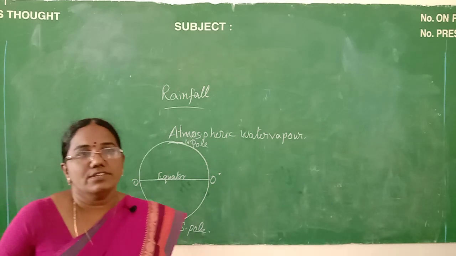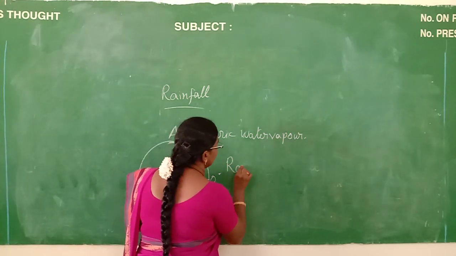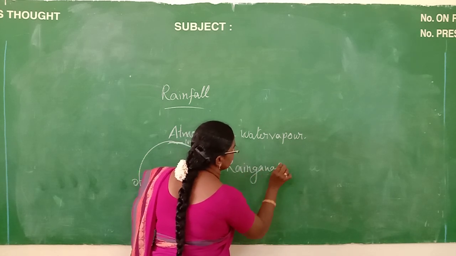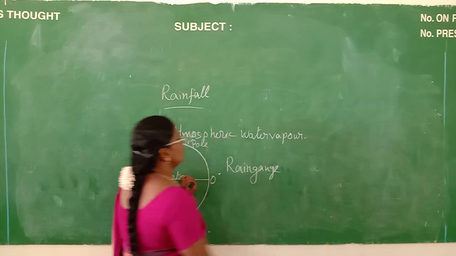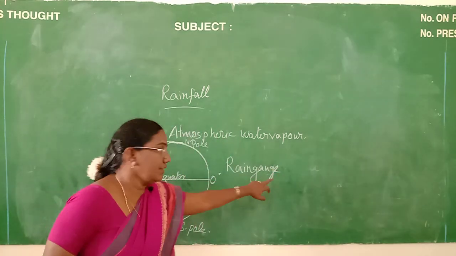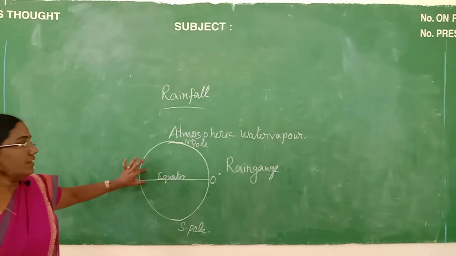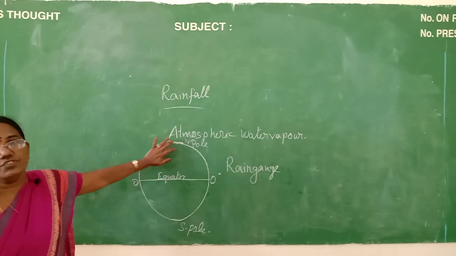Rainfall is measured by a rain gauge. In the equatorial regions, rainfall is always high. From the North Pole and South Pole, the rainfall distribution is very low.